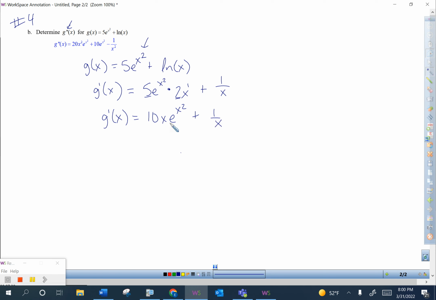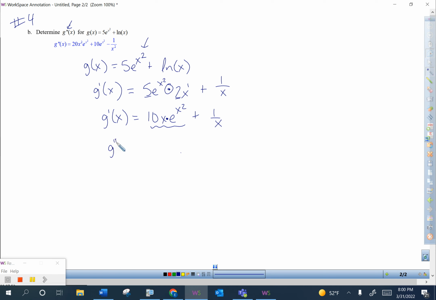Okay, so now here's something super important. This times didn't go away. This x is a function where this e to the x squared is a function as well. If x is in two different places, y'all, this is a product rule. Okay, so we have to recognize this is 10x times this exponential. And if it's a product rule, we got to split it up.